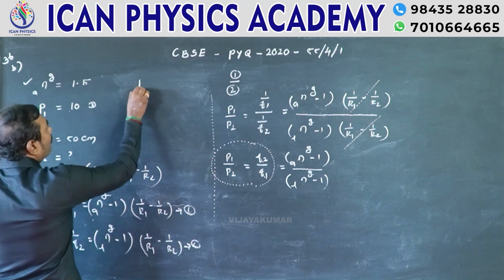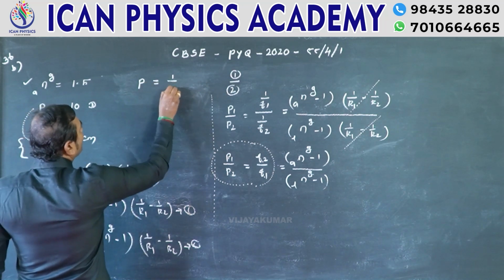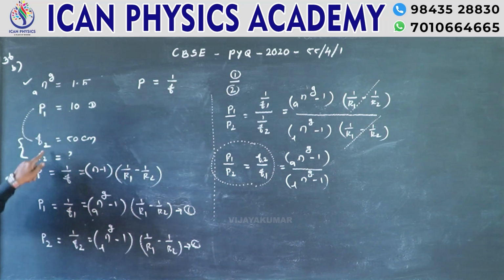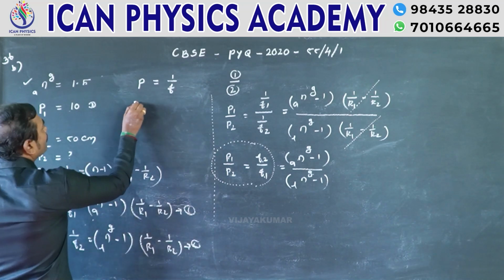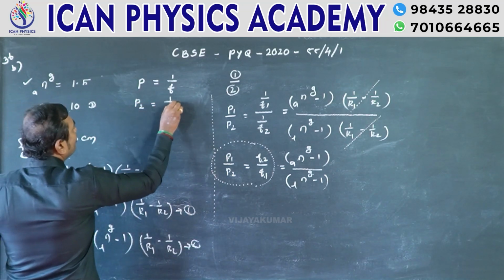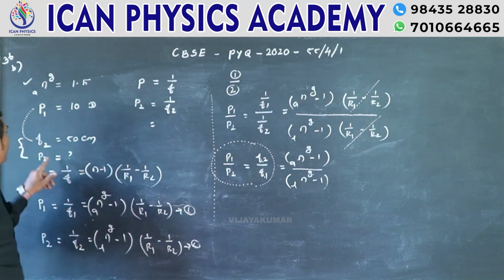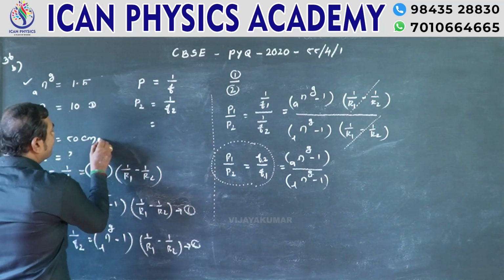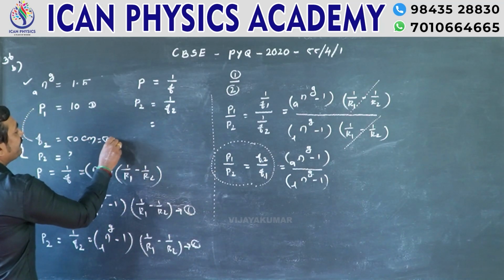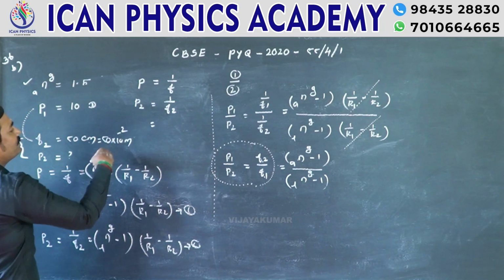Power is inversely proportional to focal length. Now we can modify this: P2 equals 1 by F2. So what is the value of F2? 50 centimeter. Convert the centimeter into meter: 50 into 10 to the power minus 2 meter.